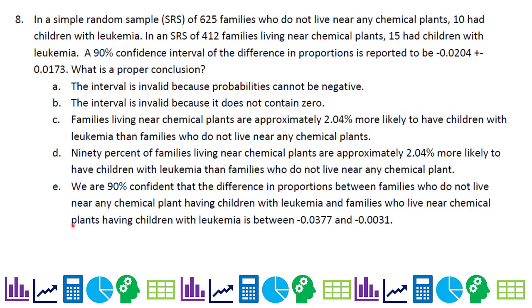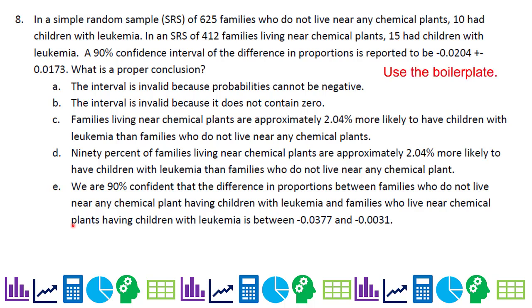Number 8. In a simple random sample, SRS, of 625 families who do not live near any chemical plants, 10 had children with leukemia. In a simple random sample of 412 families living near chemical plants, 15 children had leukemia. A 90% confidence interval of the difference in proportions is reported to be negative 0.0204 plus or minus 0.0173. What is a proper conclusion?